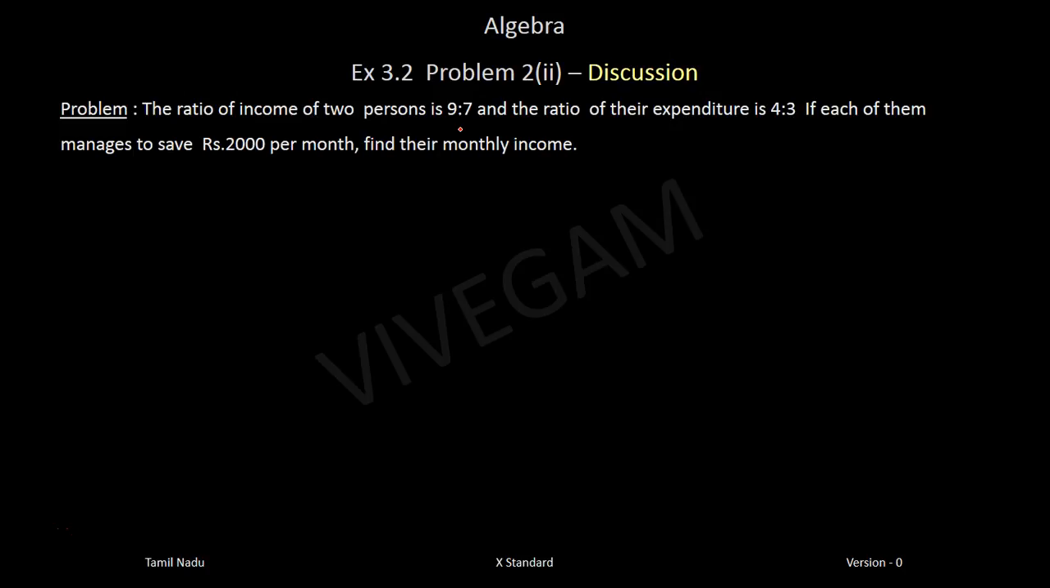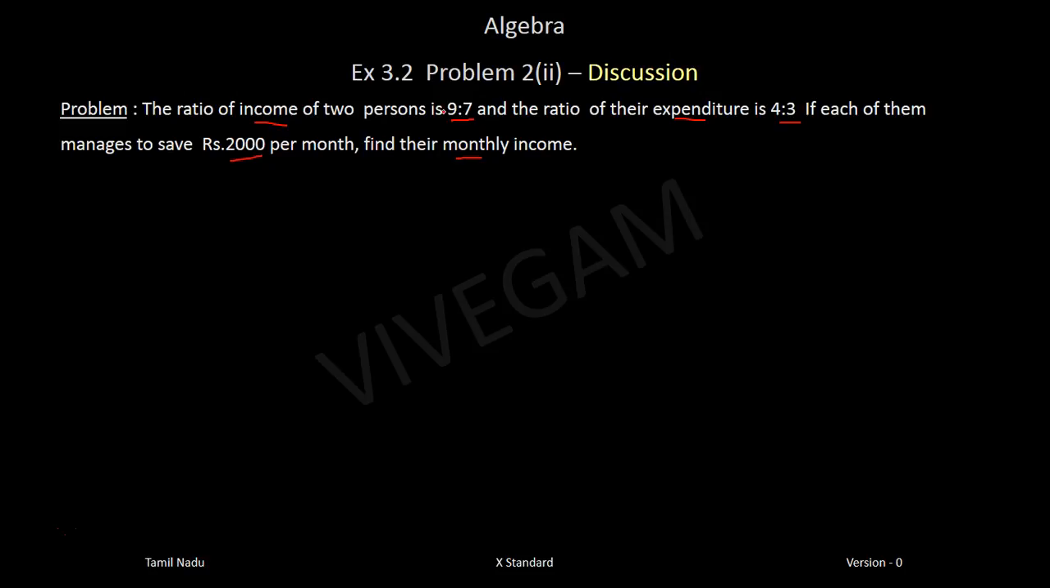It's an interesting problem, and from now on we will do the discussion also, because these problems need a little bit of discussion. So let the income be 9x, and it's a ratio, right? So ratio means let's make this income 9x and 7x. Anyway, before that I will underline. The ratio of expenditure is 4:3. The savings of each is 2000, and we are asked to find the monthly income.